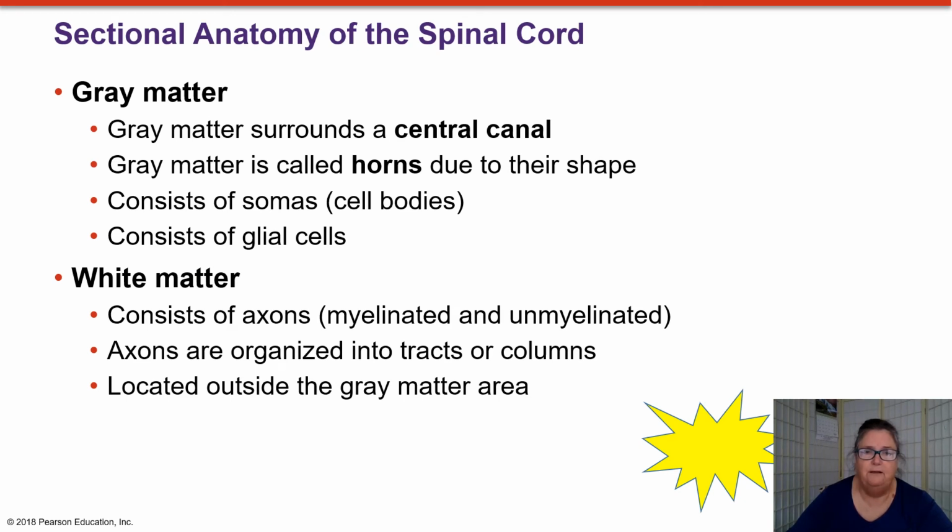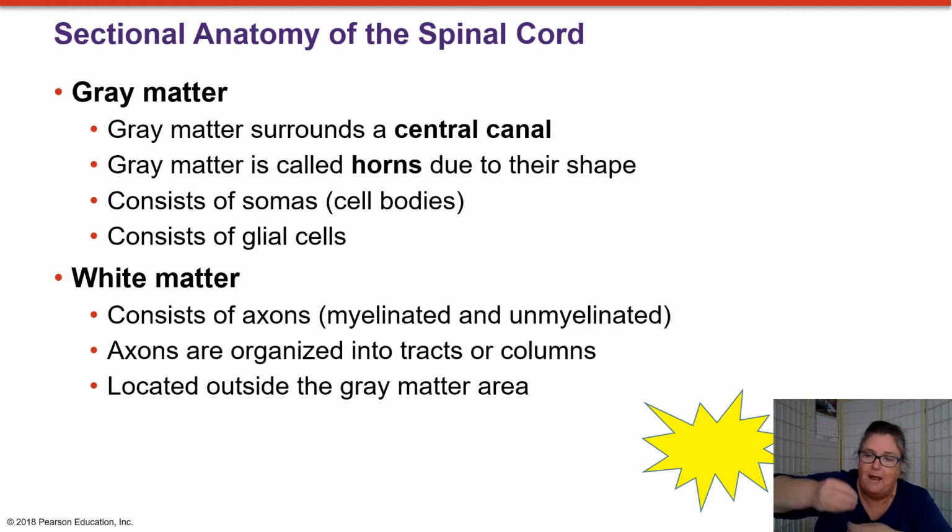Gray matter surrounds the central canal, and that's in these horn shapes or H shape in the spinal cord, and that has cell bodies, or soma, and glial cells. Glial cells, remember, are the support cells. The white matter indicates that it's axons, and those will be mostly myelinated. It's the myelination that gives it the white appearance, and those are in tracts or columns running up and down.